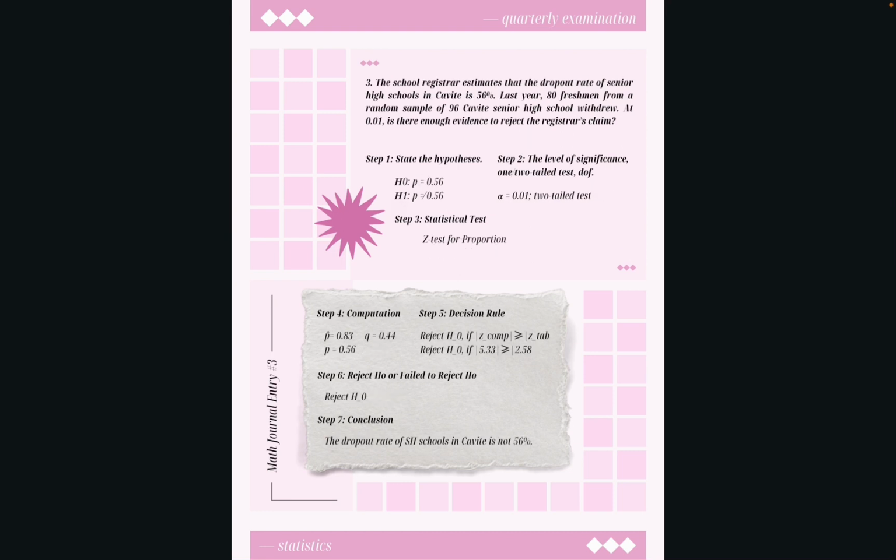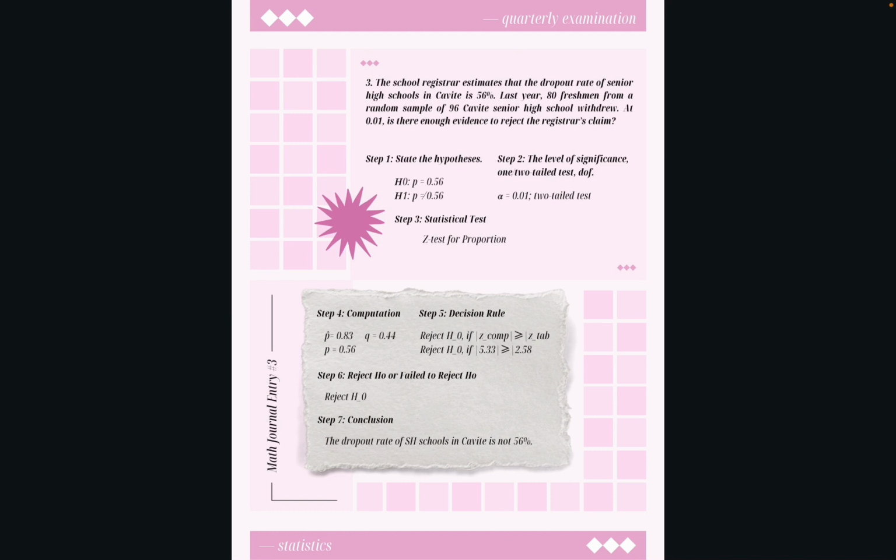Number 3: the school registrar estimates that the dropout rate of senior high schools in Cavite is 56%. Last year, 80 freshmen from a random sample of 96 Cavite Senior High School withdrew. At 0.01, is there enough evidence to reject the registrar's claim?